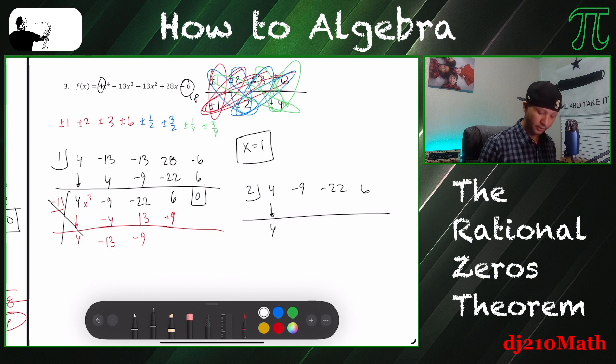Bring down the 4. 2 times 4 is 8. Negative 1. Negative 2. When you add, this isn't going to work, right? This isn't going to work because this is going to be negative 24 times 2. That's not right at all. So 2 doesn't work.